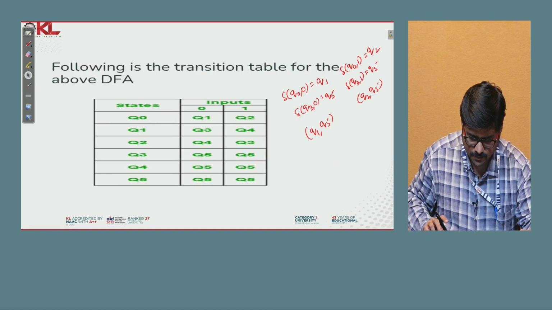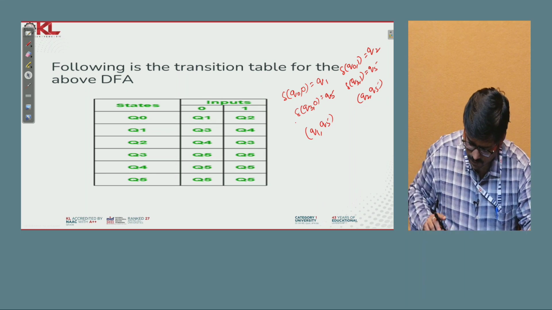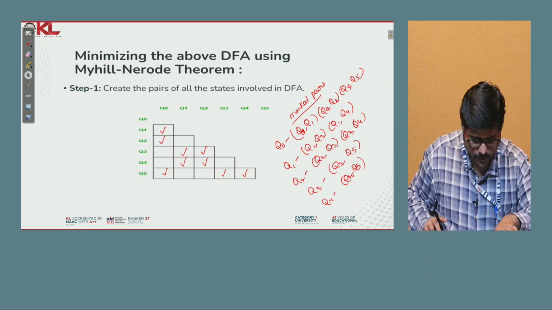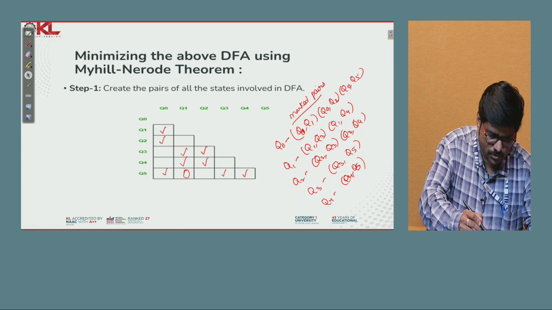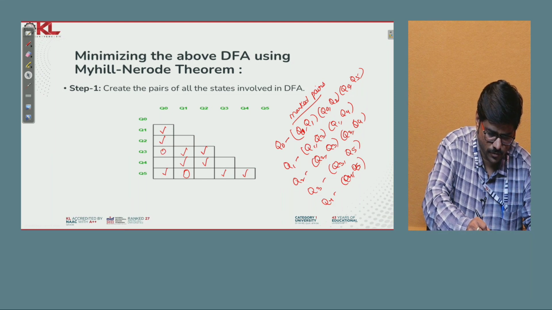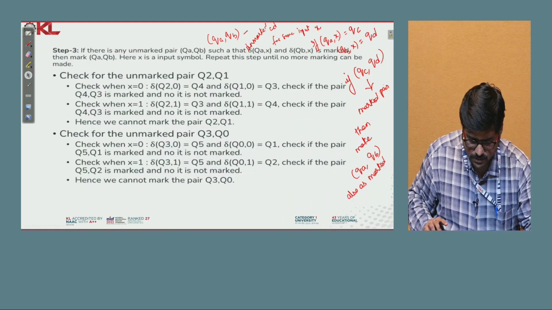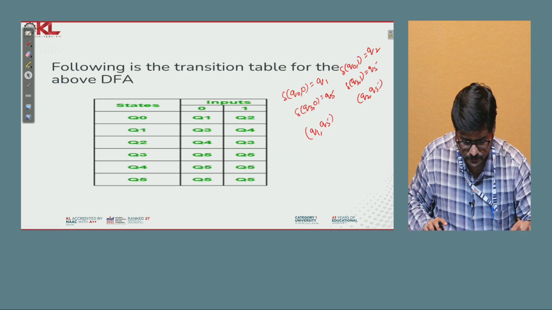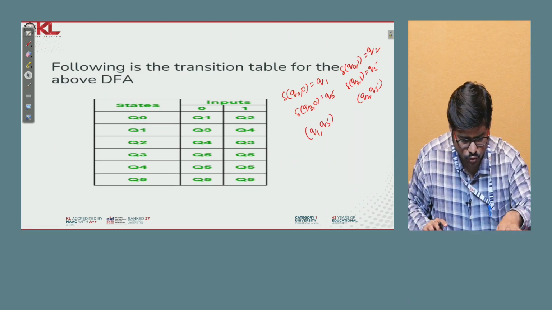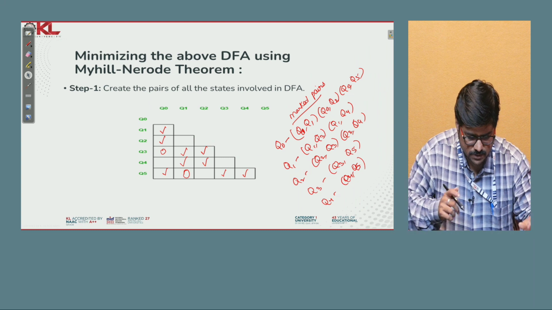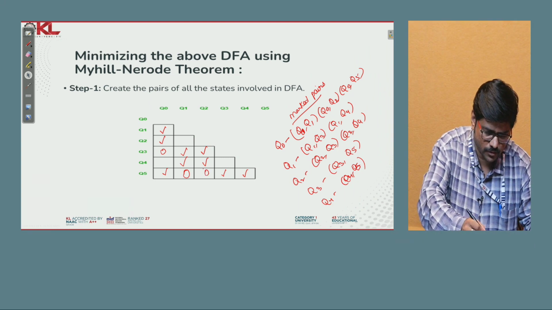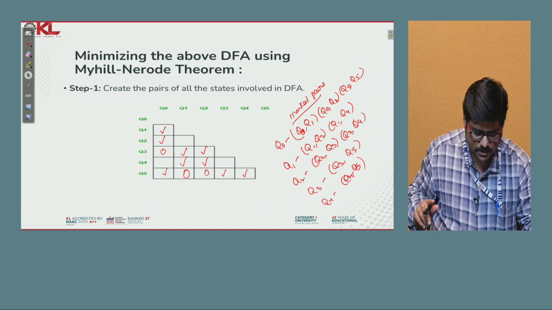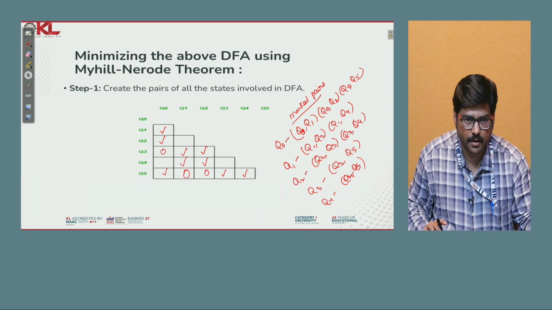See in this table, q1 q5. So in the grid table, if you see, q1 q5 is not marked, so we cannot make this q0 q3 as marked. And suppose if you see another one, we get q2 q5. Now in this grid table, this q2 q5 is also not marked, so you cannot make this q0 q3 as marked, so still it is unmarked only.